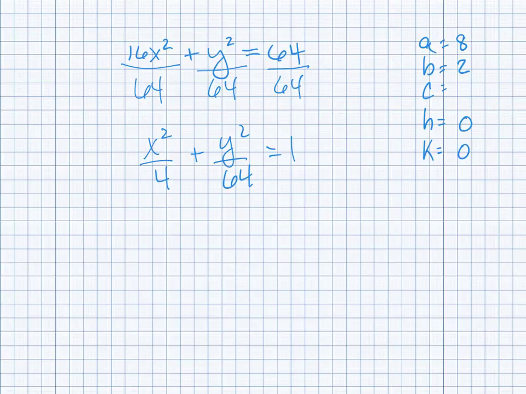And if you're going to do c, you've got a squared, 8 squared minus 2 squared equals c squared. That's 64 minus 4 equals c squared. So it's the square root of 60, and that's 2, 3, 5, and 2. So you can pull out a 2, root 15, right?